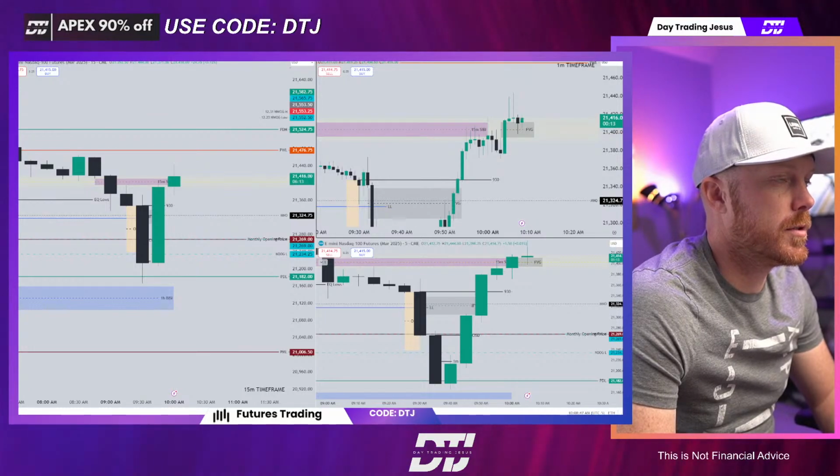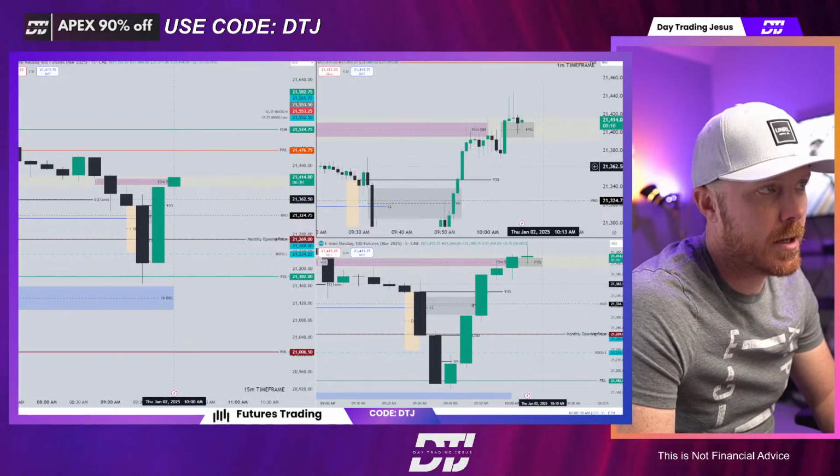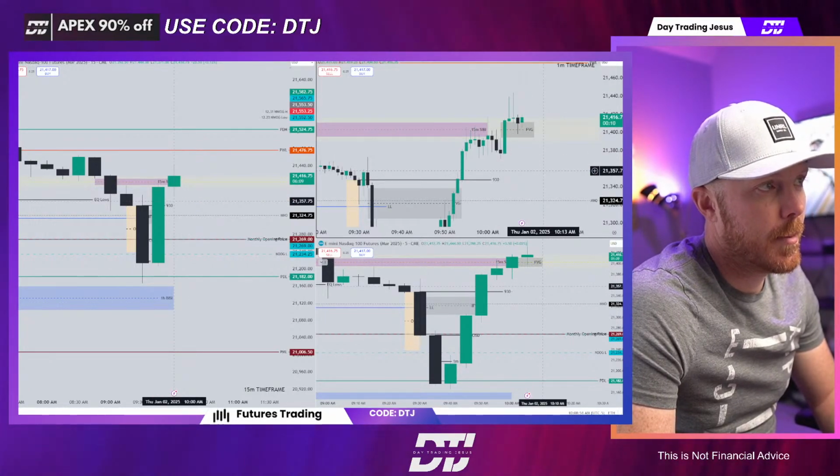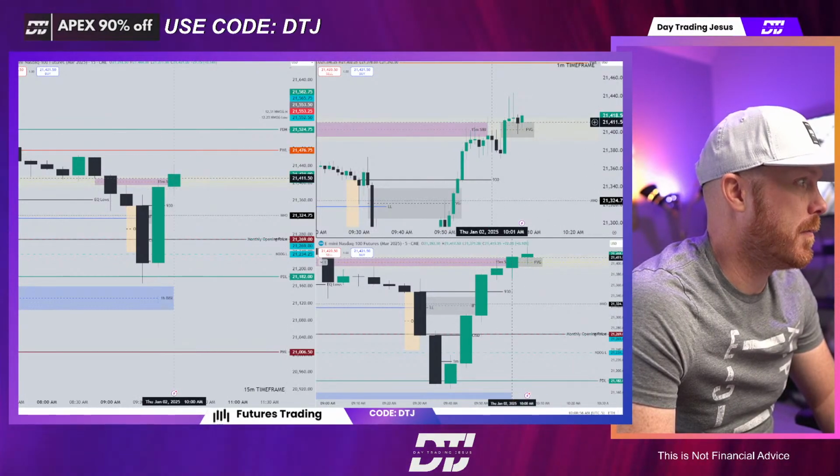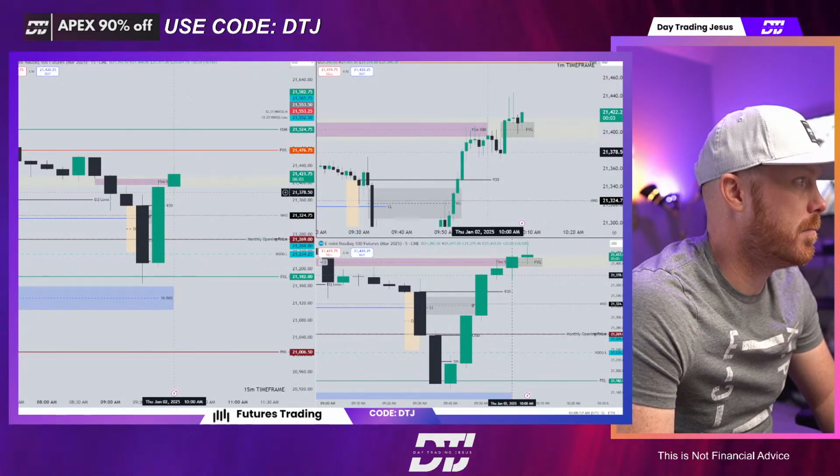Still sitting here, folks. Not feeling confident about either direction at the moment. I mean, I expect prices to go higher, but we're right at a 15-minute fair value gap that we haven't closed above yet.